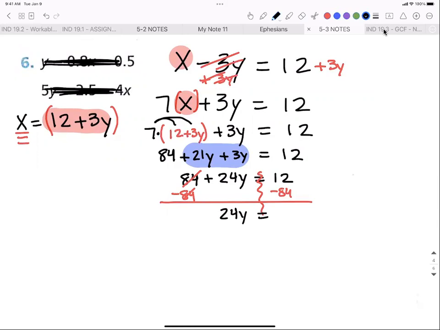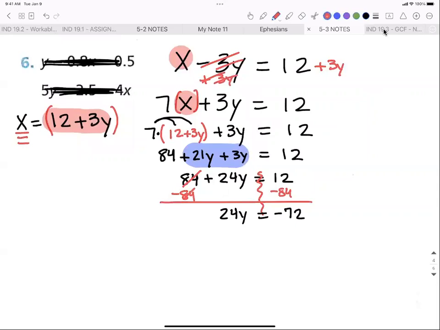And 72 minus 84, keep in mind the 84 is a bigger number and it's negative. So it's going to be negative 72. When the signs are different, you subtract the two numbers and take the sign of the bigger number. So 84 minus 12 is 72. It's negative 72 because the 84 is negative and it's the biggest number.